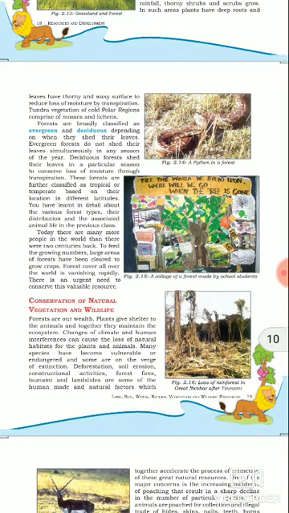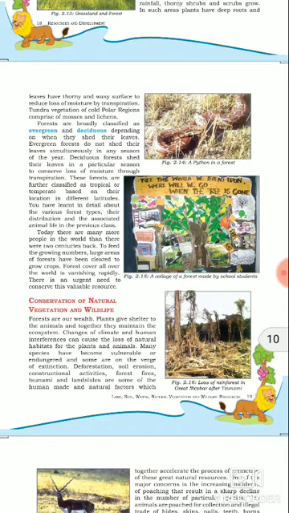Evergreen forests do not shed their leaves simultaneously in any season of the year. Evergreen forests are the ones which do not shed their leaves in any season, whether it may be winter, summer, or monsoon.